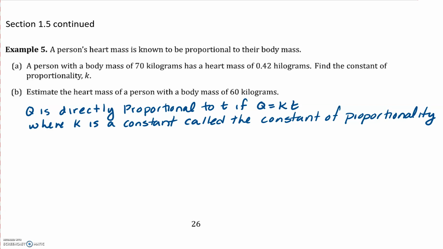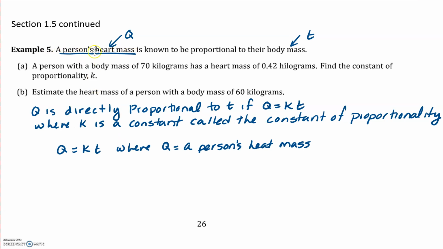So in this case, it says a person's heart mass, that would be the Q, is known to be directly proportional to, this would be the T. So in our case, I'm just going to say Q is equal to KT, and I'm going to go ahead and try to find the K. Q is a person's heart mass, and T is their body mass.